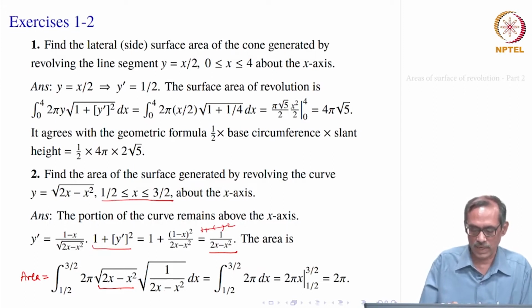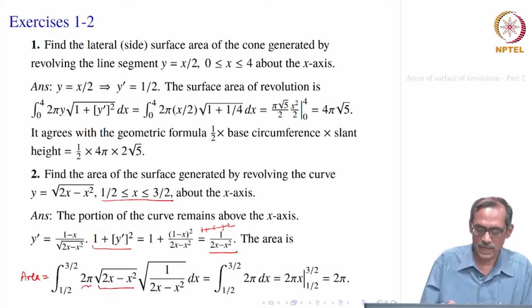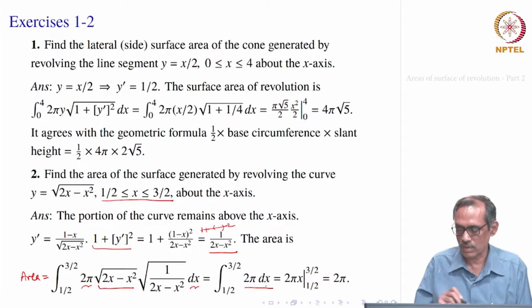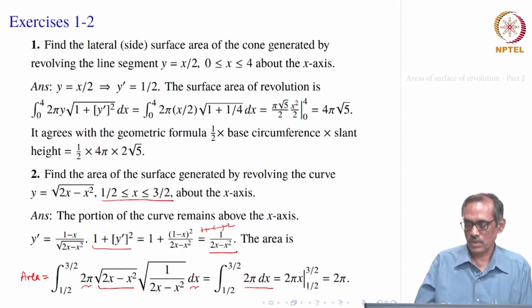So, multiplying this we get directly square root of 2x minus x square into 1 divided by square root of 2x minus x square, this gets cancelled, and you integrate that. That gives you 1. So, it is just 2 pi dx, that is what we wrote. So, that gives the integral as 2 pi x evaluated at half and 3/2, and that simplifies to 2 times pi.